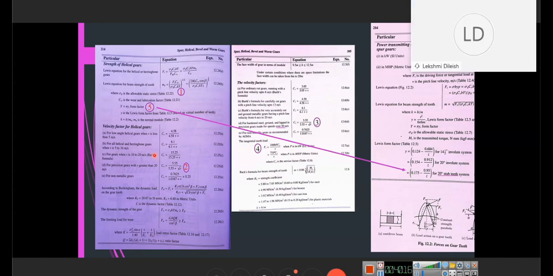Okay, the next question is, is the design procedure for helical and bevel gear the same as spur gear?